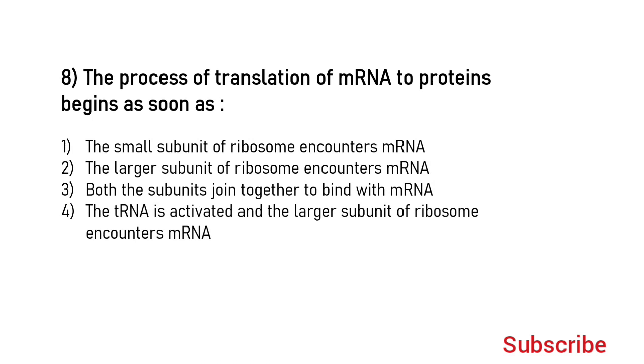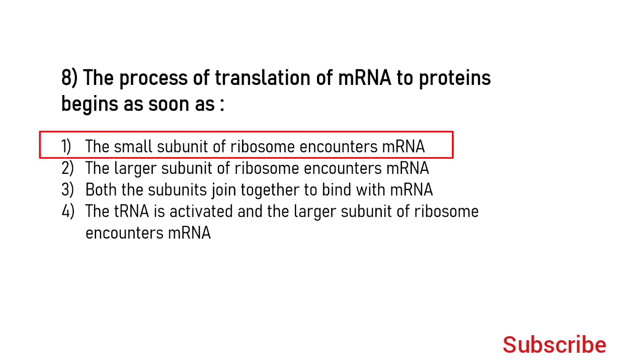Eighth question. The process of translation of mRNA to proteins begins as soon as the small subunit of ribosome encounters mRNA, the larger subunit of ribosome encounters mRNA, both the subunits join together to bind with mRNA, and fourth option, the tRNA is activated and the larger subunit of ribosome encounters mRNA. So your right answer will be option 1, that is, the small subunit of ribosome encounters mRNA.